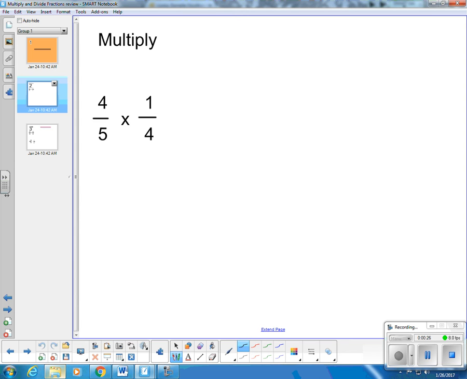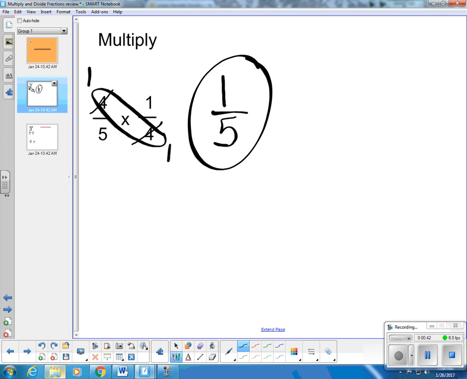There's nothing other than 1 that goes into both 5 and 1. So we're going to focus on the 4s. We know that 4 goes into both of them. It goes in 1 time. And then we can multiply our numerators. 1 times 1 is 1. 5 times 1 is 5. So our answer is 1/5.